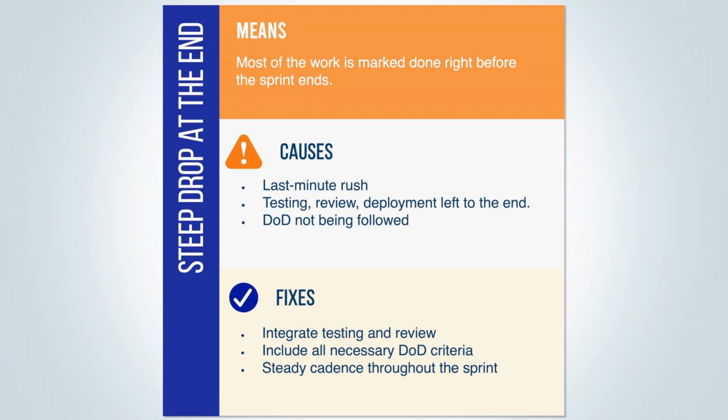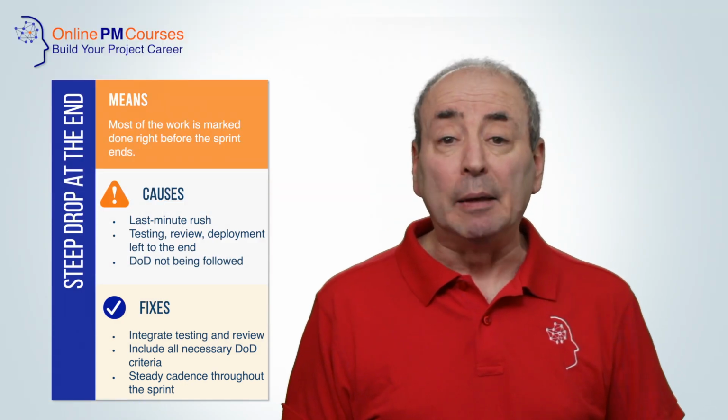So, to fix it, we need to make sure that we integrate testing and review throughout the sprint, that we have a clear definition of done for each component, and that we maintain a steady cadence throughout the sprint, getting off to a good start early on and keeping the pace going.